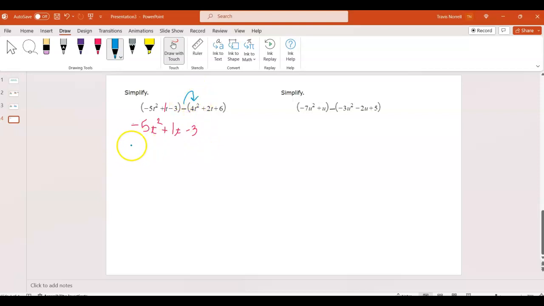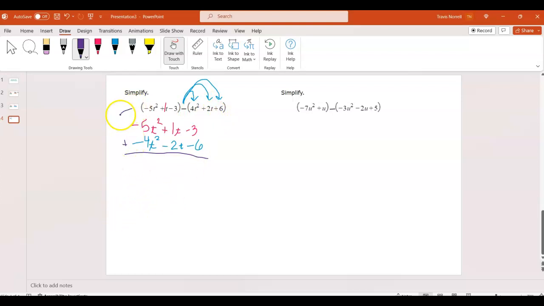Negative 4t squared, because that's a positive 4. Anytime you've got a minus outside parentheses, we're going to distribute it. So we're changing that to plus a negative. Minus 2t, minus 6. And now we can add these two polynomials together. So basically we changed this from minus this polynomial to plus the opposite of it.